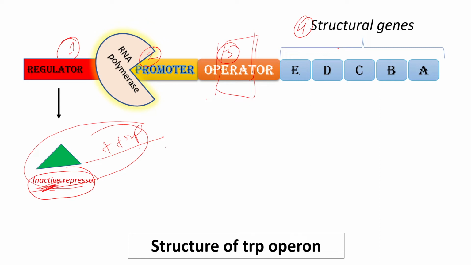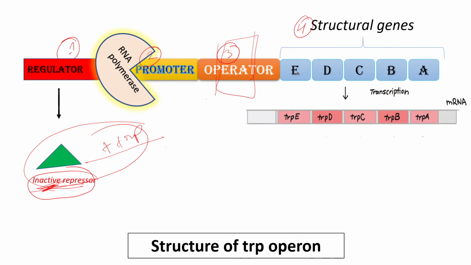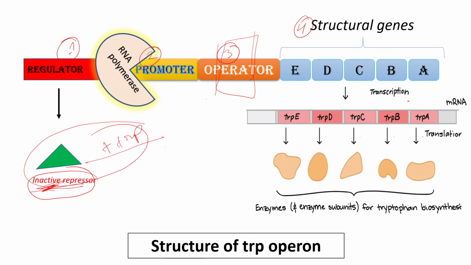And what do the structural genes do? Structural genes have a certain function, that is synthesis of the mRNA. It will first synthesize an mRNA. The five structural genes are E, D, C, B, A. When the RNA polymerase reads these structural genes, it will synthesize the respective mRNAs, and from these mRNAs, there will be synthesis of the enzymes. And these enzyme subunits together will help in the biosynthesis of tryptophan.